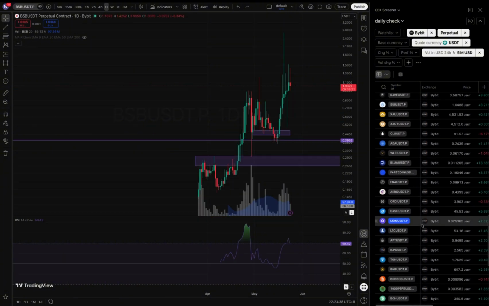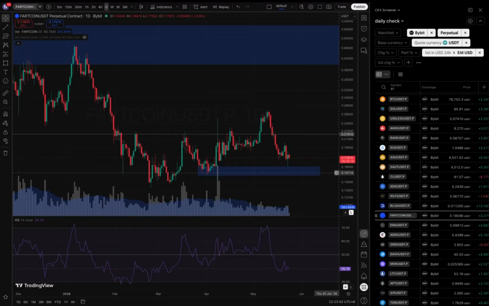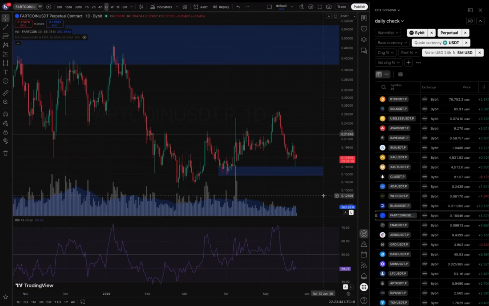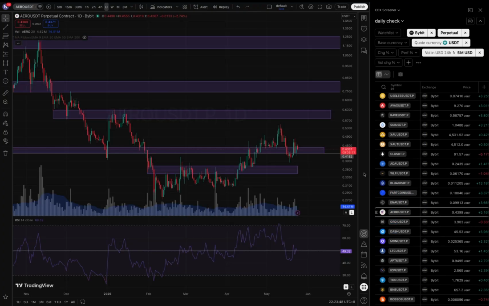Right. Fort coin. Let's check what it's doing. Yep. Nice support area. Arrow. Yep. It's at support again. Yeah, let's check this out. I think it's in the cradle zone. Try to push its way up. I'm not sure it's gonna break out though.